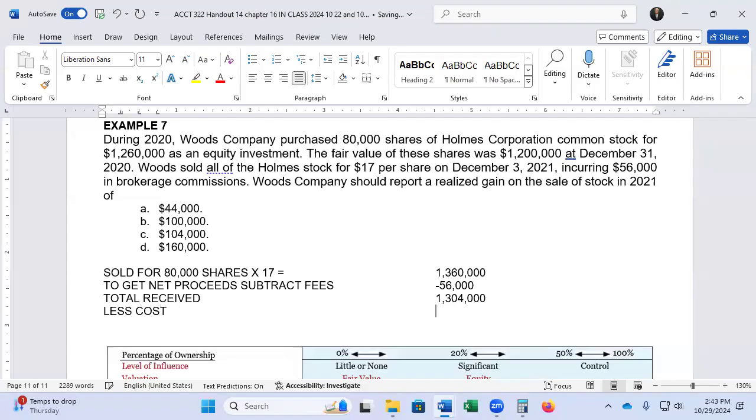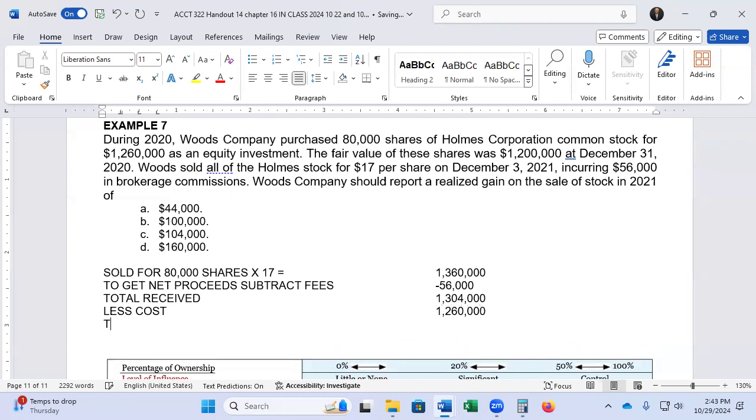Less the cost, 1,260,000. And so the total gain would be 44,000. Any questions there?